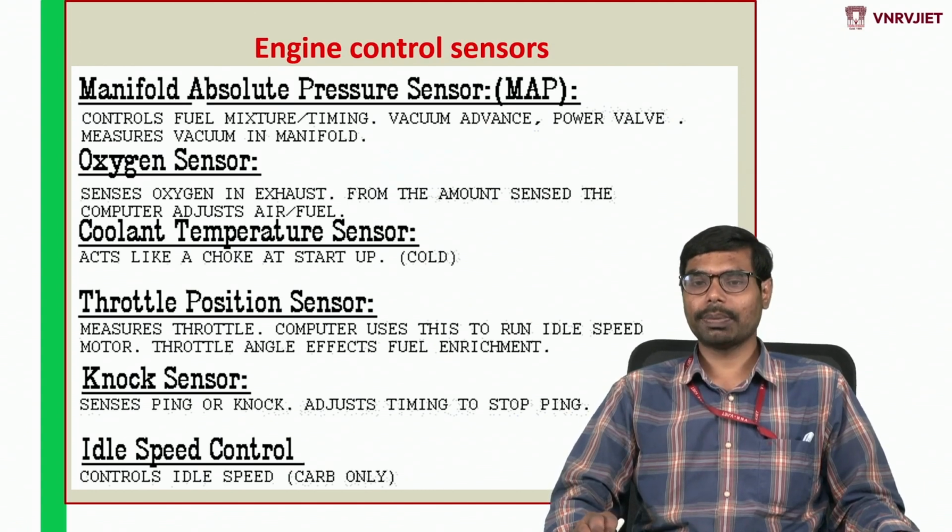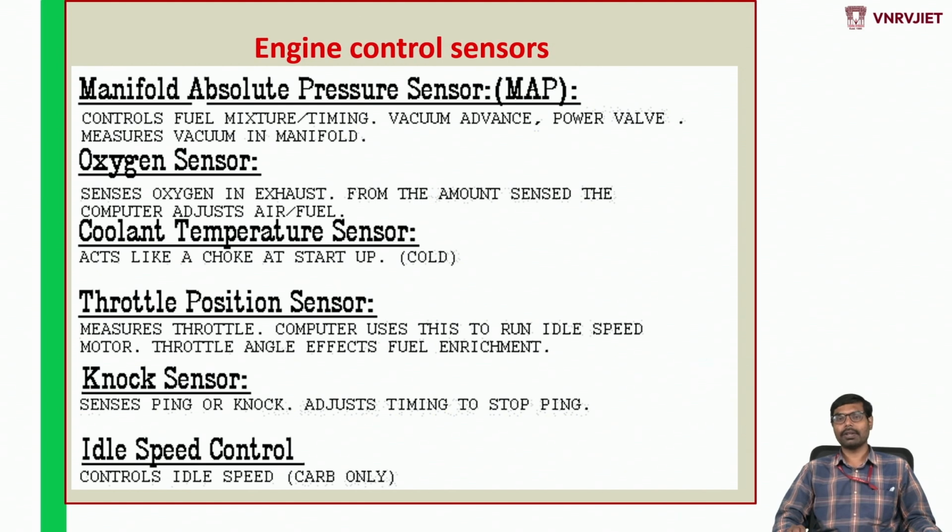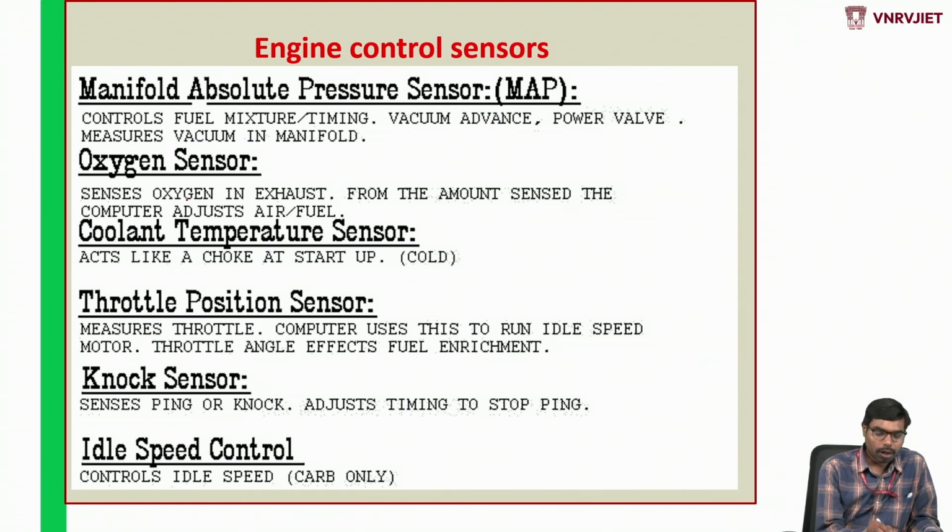As I mentioned, the manifold absolute pressure sensor measures the manifold pressure. The oxygen sensor, which is present in the exhaust, senses the amount of oxygen inside the exhaust. And the coolant temperature sensor measures the temperature of the coolant so that it can understand whether the engine is cold or hot, and based on that it can assume in what mode the engine is operating, either cruise mode, idle mode, or power mode.